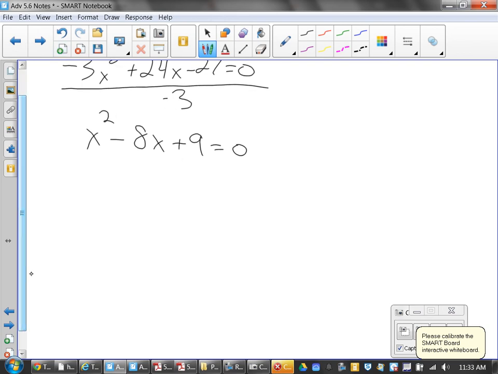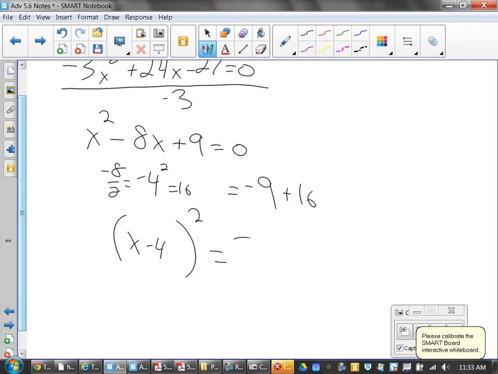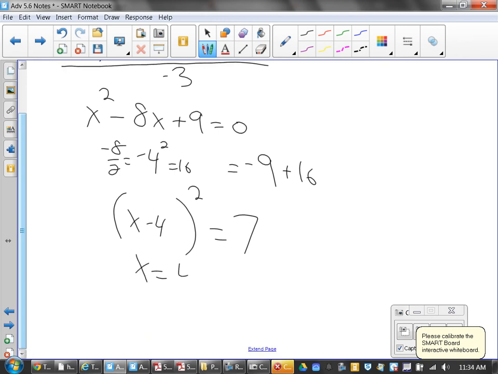So we move the 9. What's half of -8? -4, so there's my term. So it's x minus 4. When I square it, I get 16. So I'm going to add 16 to both sides. Then I take the square root of it, and you wind up with x will equal 4 plus or minus the square root of 7.